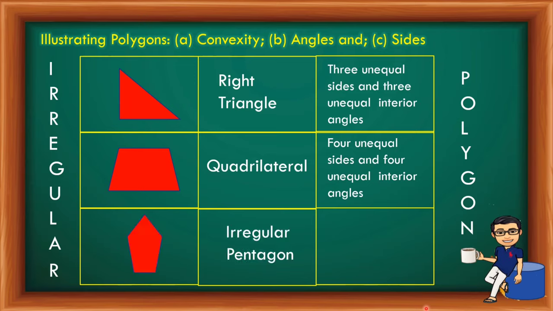Another one, we have this irregular pentagon. Yung mga nauna kasi kanina, that's regular pentagon. 5 unequal sides and 5 unequal interior angles. So, ito yon. 1, 2, 3, 4, 5. Mapansin mo, iba-iba talaga yung sukat ng side. At ito naman yung angles na iba-iba rin ang sukat.